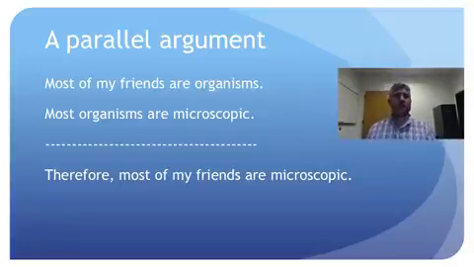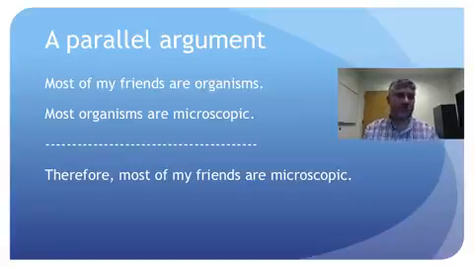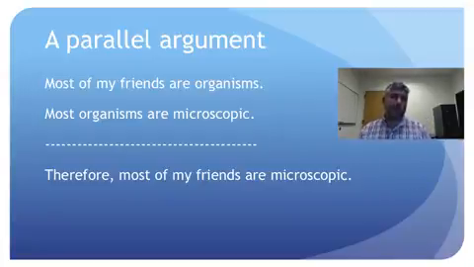So, someone might infer, well, if most of my friends are organisms and most organisms are microscopic, then doesn't it follow that most of my friends are microscopic? Well, no, obviously not. In fact, none of my friends are microscopic. All of my friends are creatures that I can see without the use of a microscope. So this argument right here is obviously a fallacy. I mean, both of the premises are true, and the conclusion is certainly false. So this argument is obviously a fallacy.